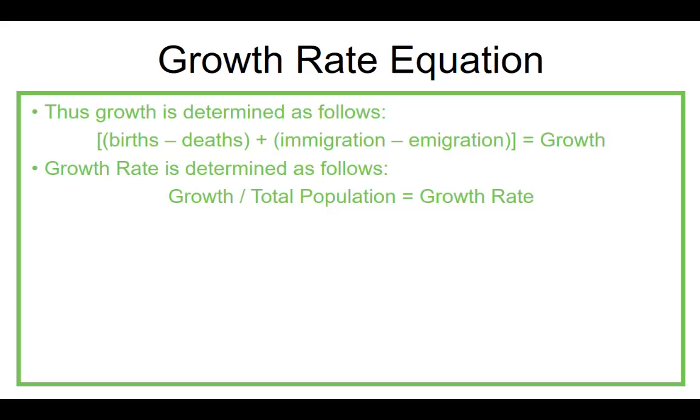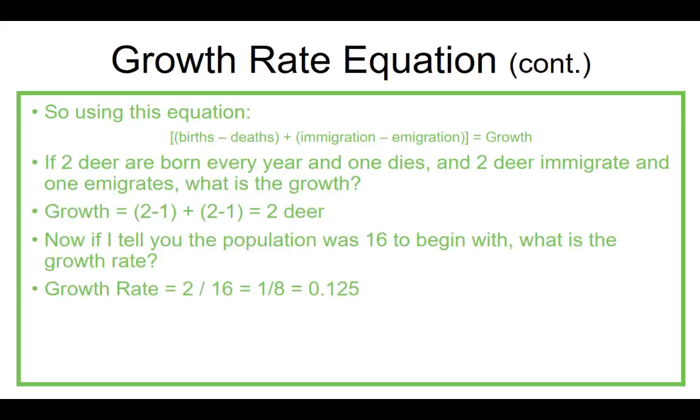So growth rate then is probably a more reliable measure, and it is calculated by taking the raw growth and dividing that by the total population. So let's give you an example. Using this equation, births minus deaths plus immigration minus emigration to give us raw growth. Let's say we have a population of deer, and if 2 deer are born every year and 1 dies, and 2 deer immigrate and 1 emigrates, what is the growth for the population? Well, births minus deaths, 2 minus 1, that's 1, plus immigration minus emigration, 2 minus 1. So 1 plus 1 is 2 deer.